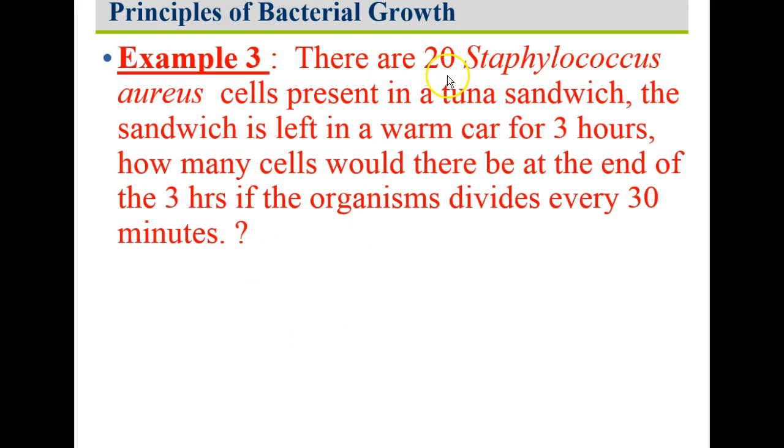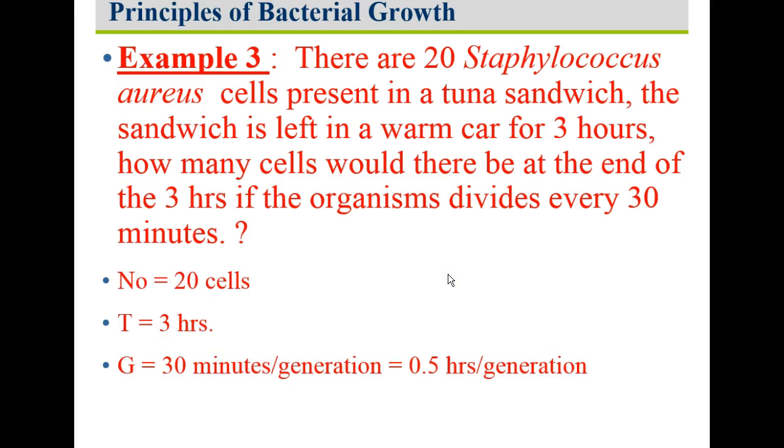20 is the initial number of cells in the population. 3 hours is the time of incubation. 30 minutes per division is the generation time. 30 minutes per generation can be converted to hours, which will give us 0.5 hours per generation.